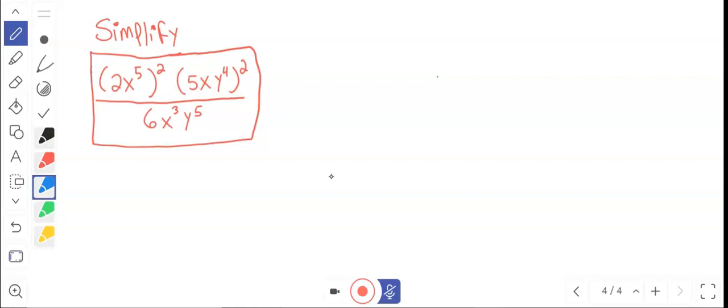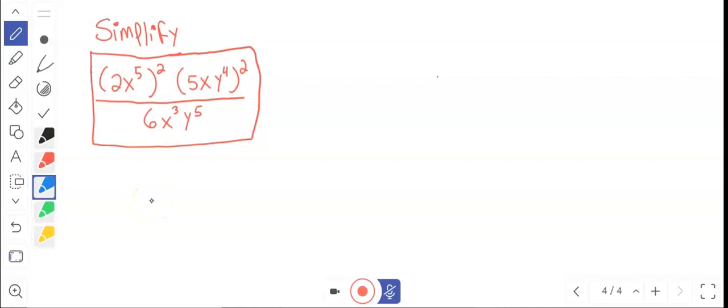So, here we have an interesting problem where we have parentheses 2x to the fifth power, close parentheses to the second power, and then you have parentheses 5x y to the fourth power, close parentheses to the second power, over 6x to the third y to the fifth. Wow, right? So let me show you step by step what to do here.